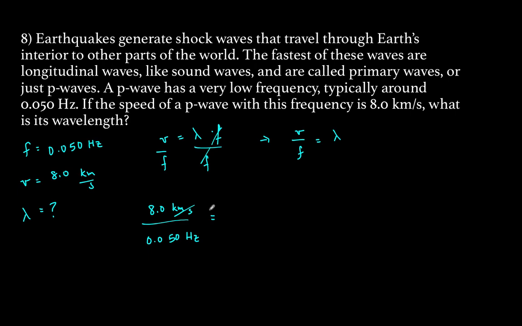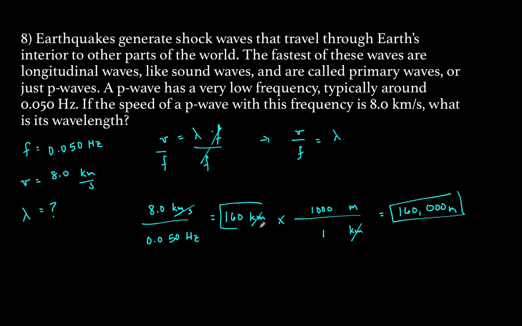So 8.0 divided by 0.050, and I get 160 kilometers, which is fine for my wavelength to start out with. If you want to change it into meters, since we've been working with meters this entire time, remember that kilo is 1,000, so a kilometer means 1,000 meters. So I have 160,000 meters for my wavelength. So 160,000 meters or 160 kilometers. Either one is going to be perfectly fine.